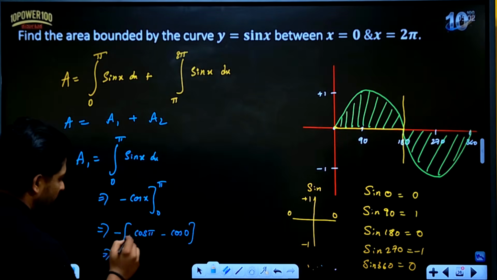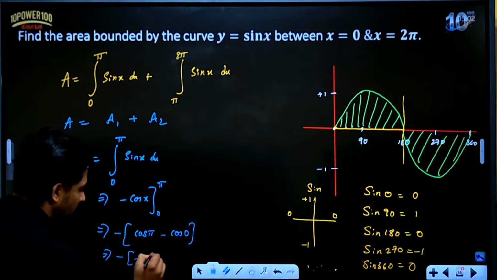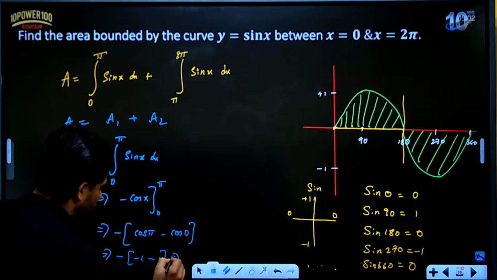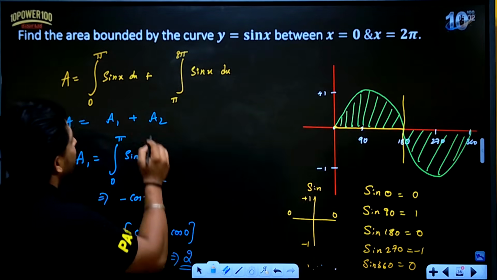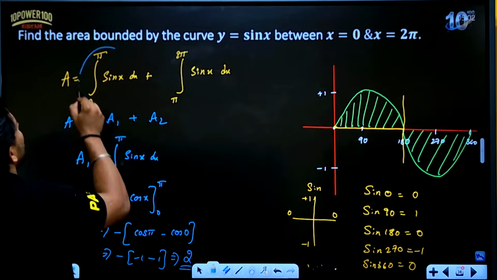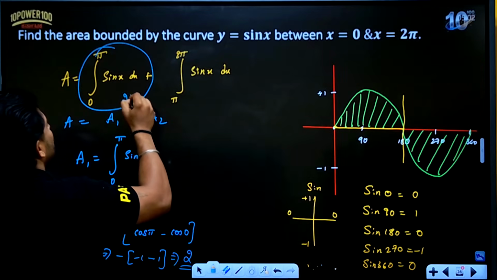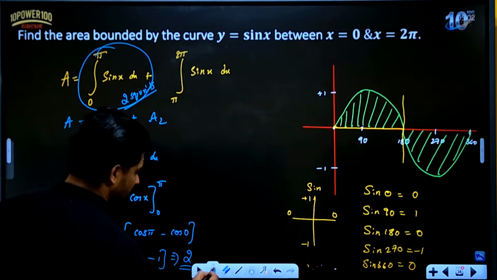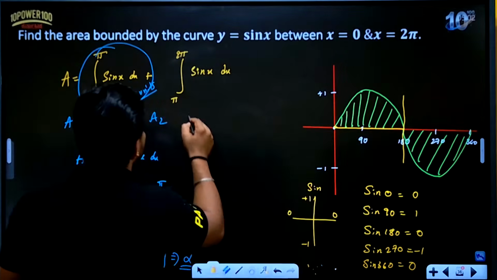Okay, cos pi is nothing but minus 1. So minus 1, and cos 0 is 1, so minus 2. Minus 2 into minus, this answer is 2. This is the area. So the complete area here is 2 square units. Now, same like this, I'll solve this part.